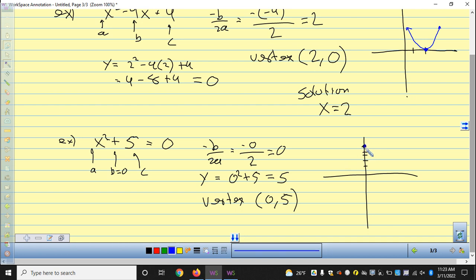Which direction does this parabola open, up or down? This is positive, so it opens up. So my parabola is going to look like that. Can it ever cross the x-axis? No. So this has no solution.